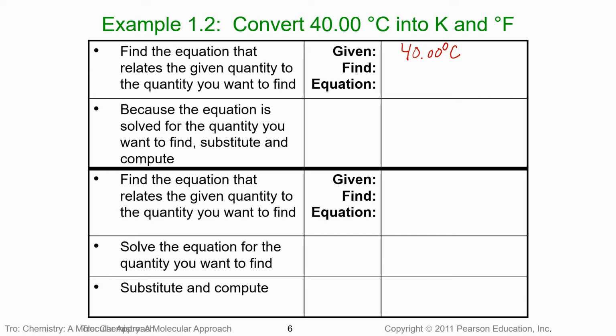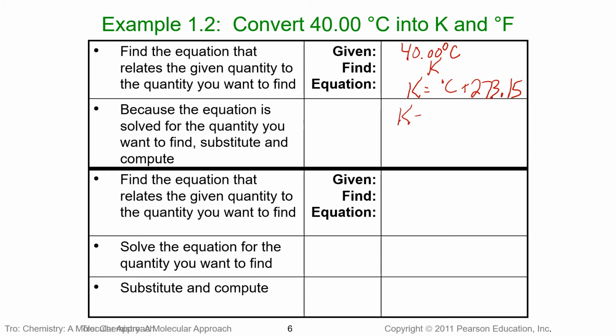We're trying to find Kelvin, and our equation for that is Kelvin equals degrees Celsius plus 273.15. So now, based on our equation, we can plug in our numbers to solve the problem.